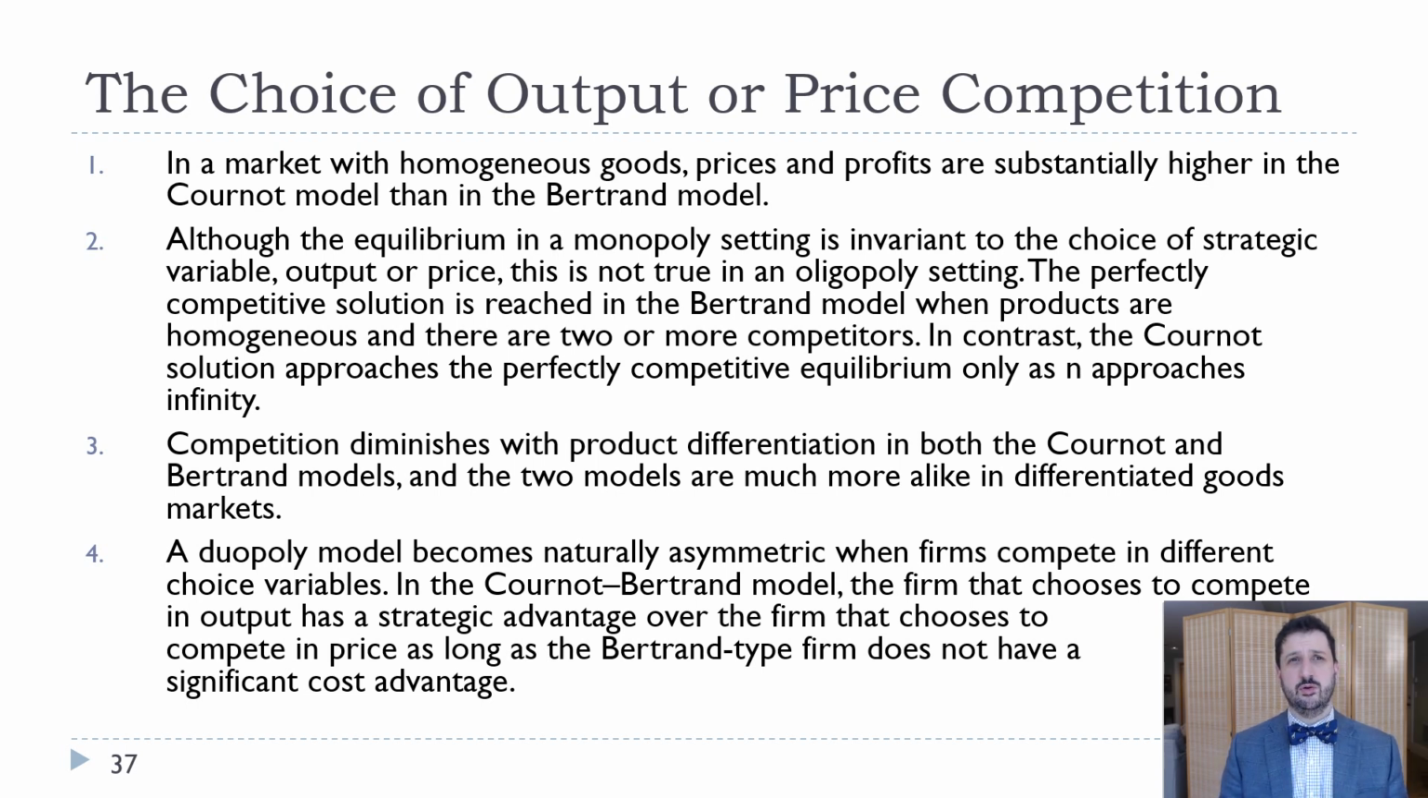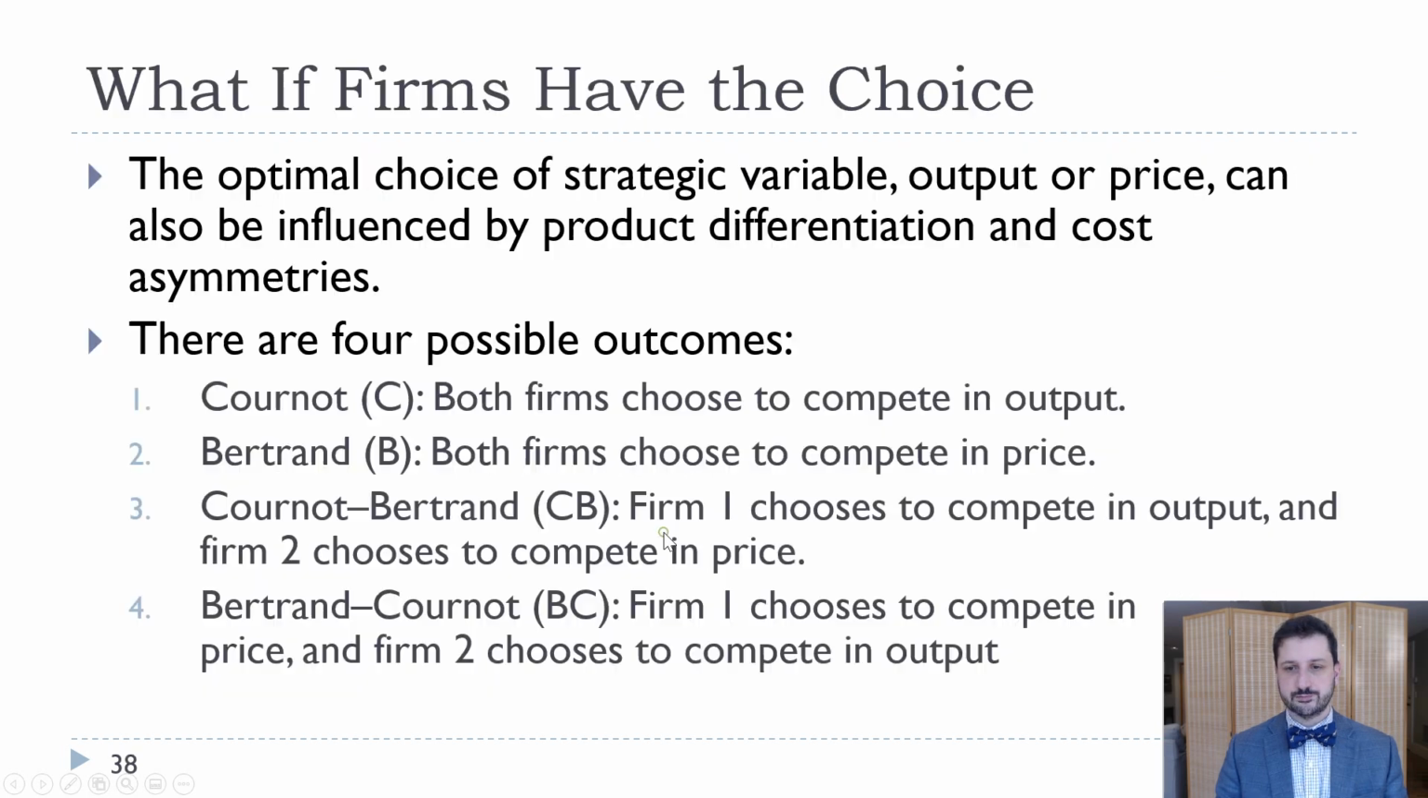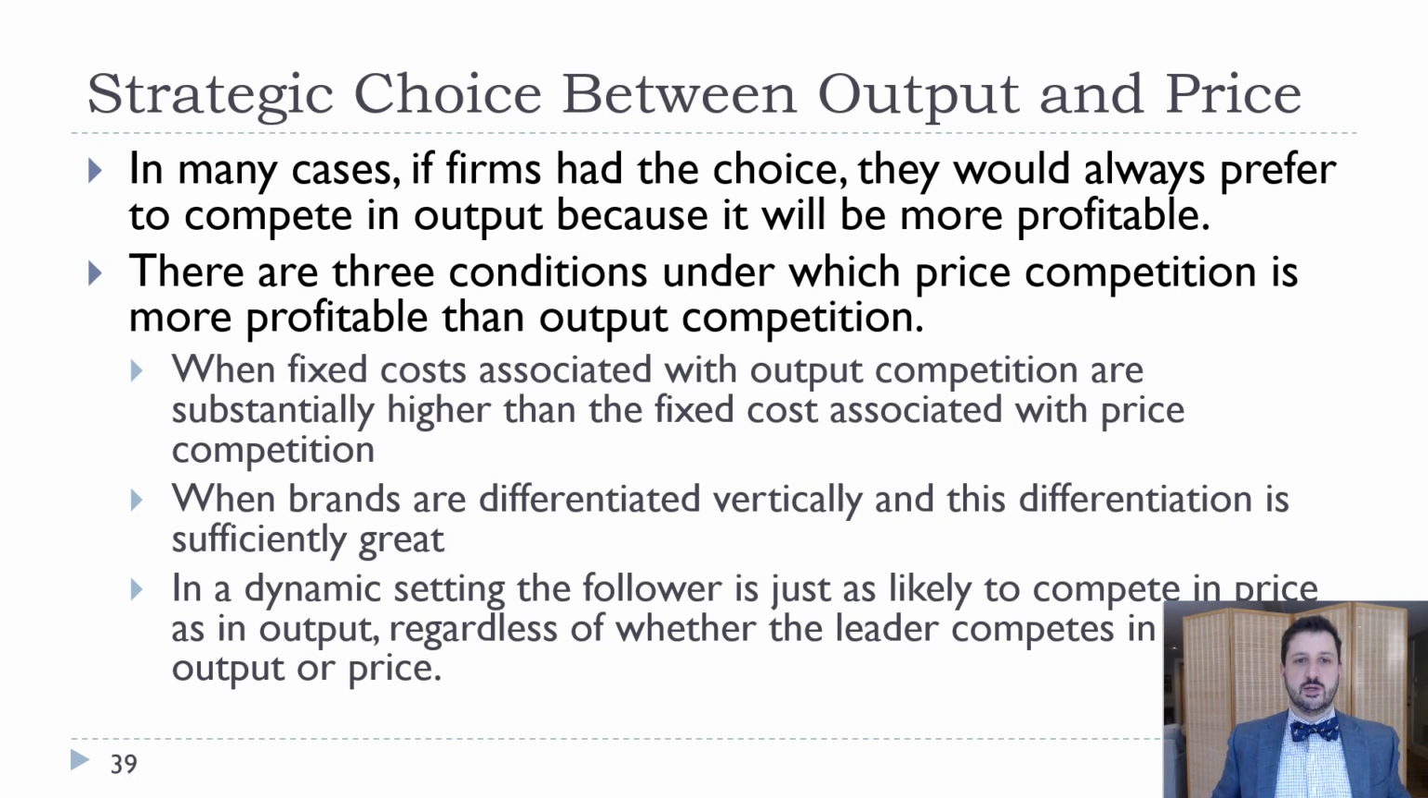And so when we think about the dynamic models in Chapter 11, we can think that a first mover may choose to compete in output, and then followers may have to try to compete based on price. If you have the choice, generally, we could have firms both choosing to compete in output. That would just be our Cournot model. Both compete in price, that's a Bertrand model, or firm one choosing to compete in output and firm two choosing to compete in price, or vice versa. And what the book says is that most of the time, if firms have a choice, they will choose to compete in output because it's more profitable, right? Cournot is more profitable than Bertrand, and even in our mixed model, the output firm tended to be more profitable than the price firm. But there will be a few conditions under which price competition is more profitable.